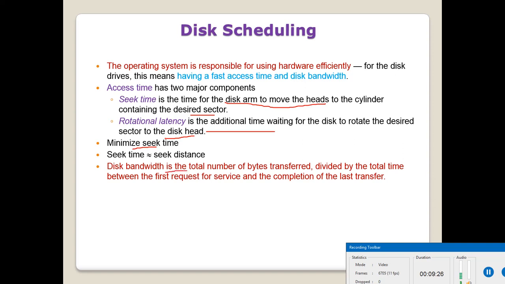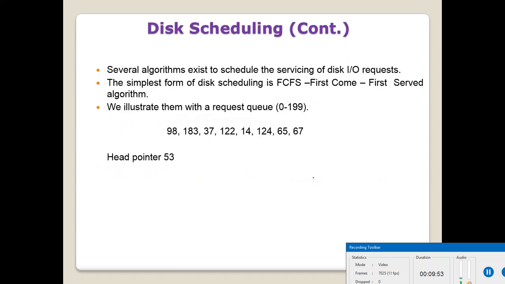Disk bandwidth is defined as the total number of bytes that can be transferred, divided by the total time between the first request for service and the completion of the last transfer. So we can calculate the disk bandwidth: how many bytes we need to transfer, divided by the total time between when the first request was serviced and the completion of the last transfer.